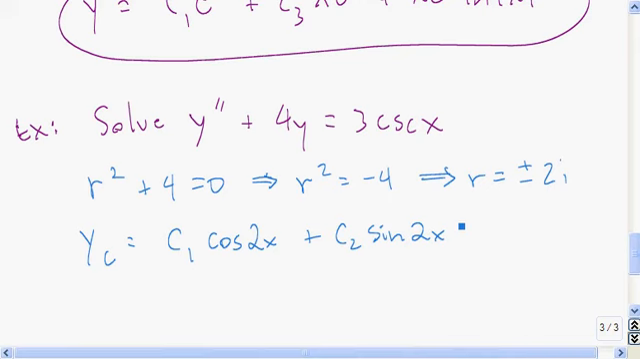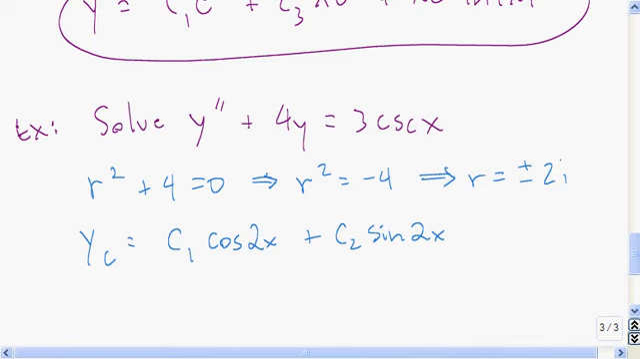Okay, so first up, you should have gotten that the characteristic equation is r squared plus 4 equals 0. So we have r squared is negative 4, or r is plus or minus 2i. So we put that into the form for complex roots, or non-real roots, then we get yc equals c1 cosine of 2x plus c2 sine of 2x.